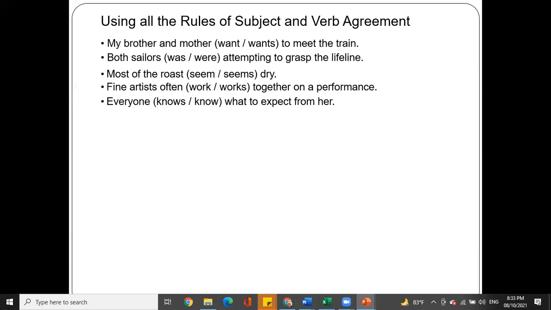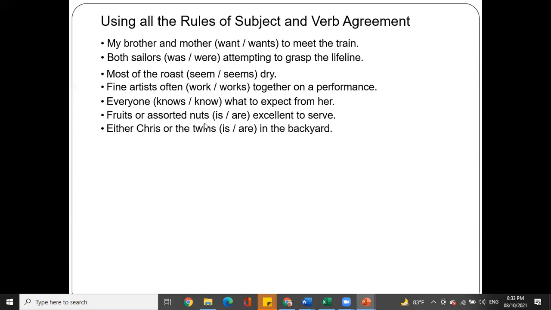Everyone, every person, every animal. Fruits or assorted nuts are excellent to serve. The subject is assorted nuts. If you use the conjunction or, the authentic subject is the one closest to the verb. Fruits or assorted nuts are excellent to serve.